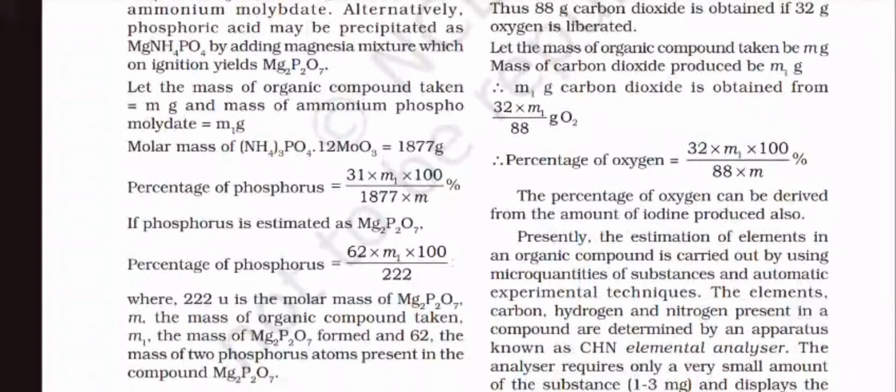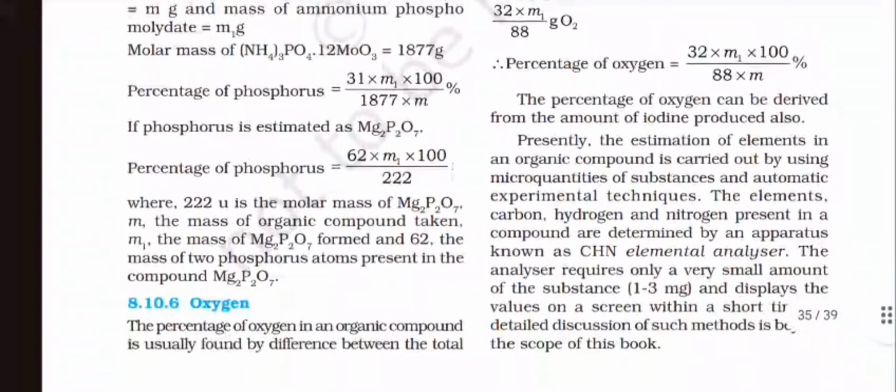Let the mass of organic compound taken be m g and the mass of ammonium phosphomolybdate be m1 g. Molar mass of (NH4)3PO4.12MoO3 is equal to 1877 gram. Percentage of phosphorus is equal to 31 into m1 into 100 by 1877 into m. Percentage of phosphorus can also be estimated as Mg2P2O7.